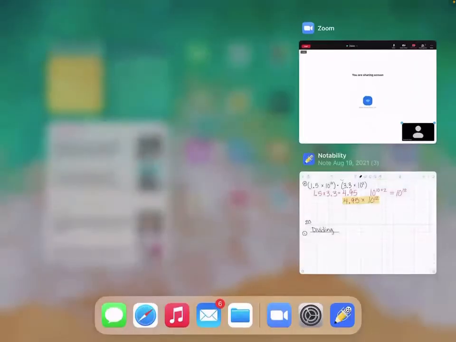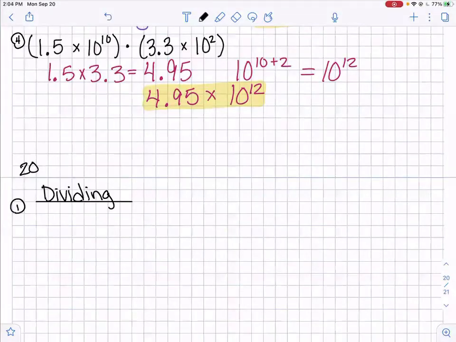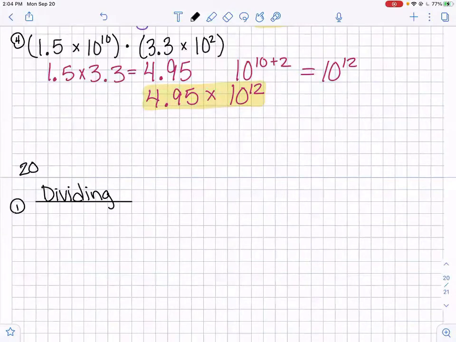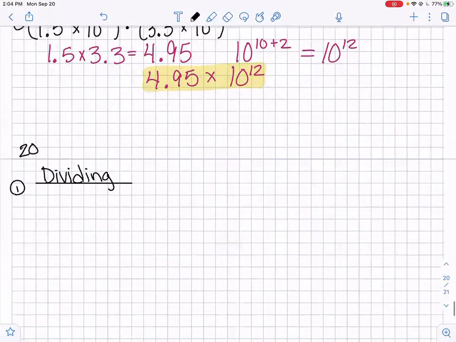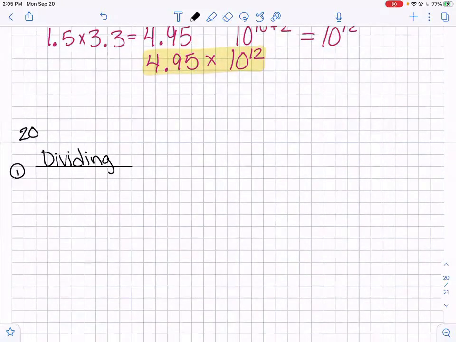Okay, so continuing on notes from Friday. If you're on Friday, just start on the back side of a page and I'll give you my notebook to copy. Okay, so continuing from Friday, write "dividing" on your paper.